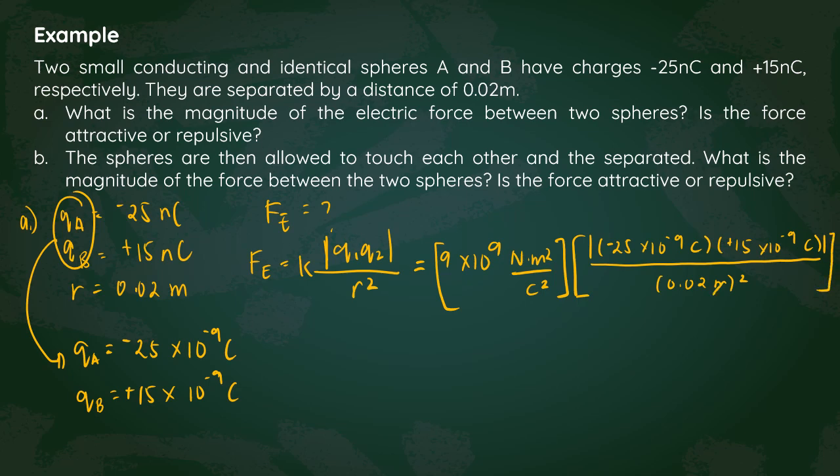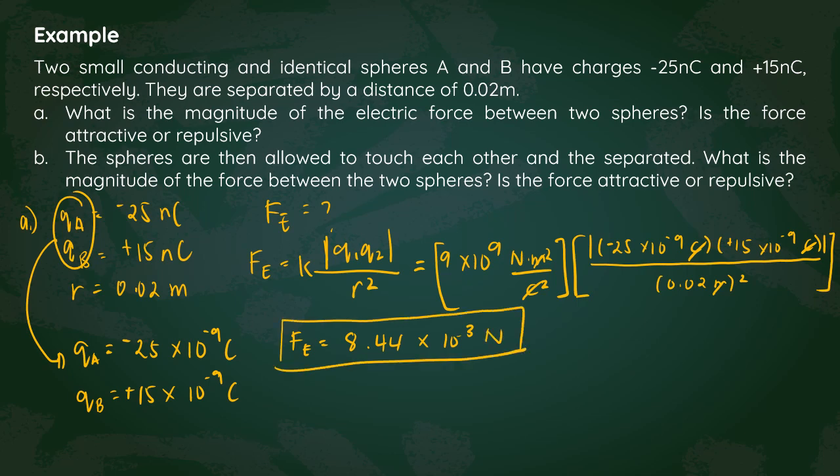So we can cancel out the meters and coulombs. Now you can proceed with inputting the values in your calculators. And what will be the value for electric force? The electric force should be approximately 8.44 times 10 raised to negative 3 newtons. So your electric force will be about 8.44 times 10 raised to negative 3 newtons. This force will be the force experienced by the two spheres.